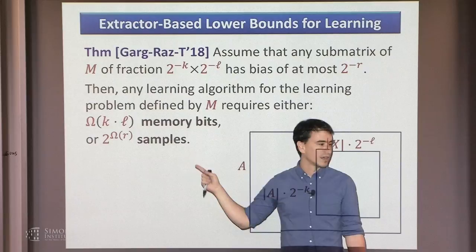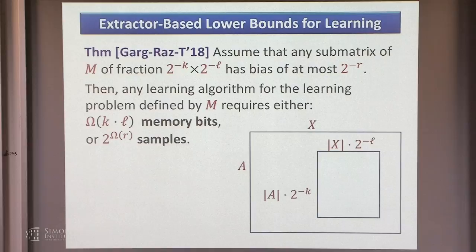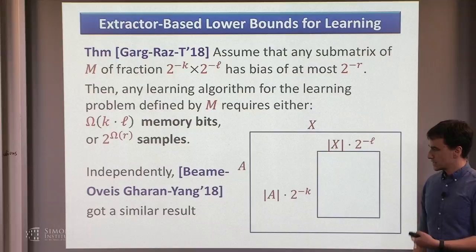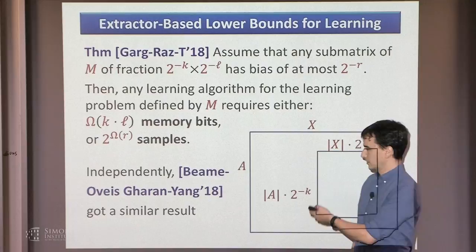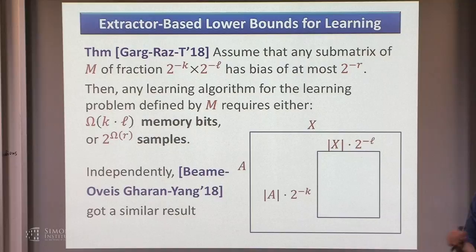In particular, think of the Hadamard matrix. We know that you can pick k, l, and r to be linear in n, maybe like n over 4 or something. So then you get quadratic memory or exponential samples. And also for the sparse parity case, we can express it in this language. As I said, independently, this result was proved in this work. The language is very different, but you can actually translate between them and see that there are a lot of similarities between the results, and the proof is very similar.